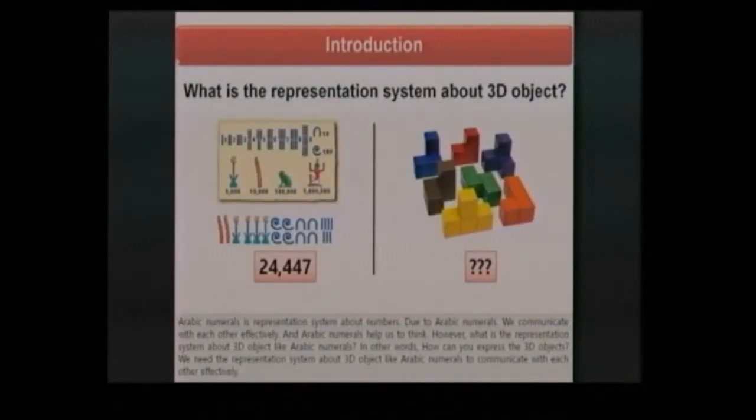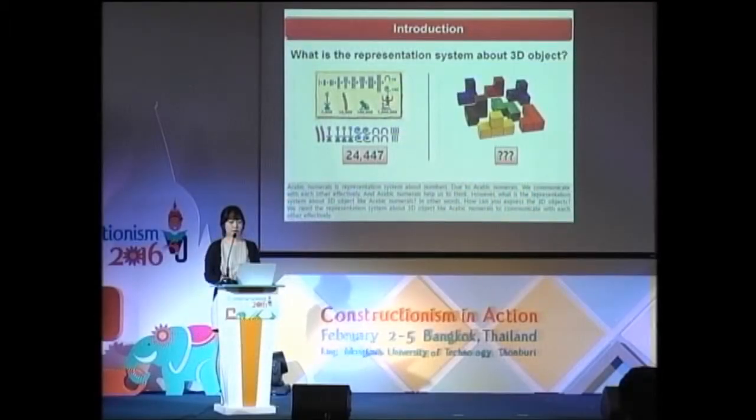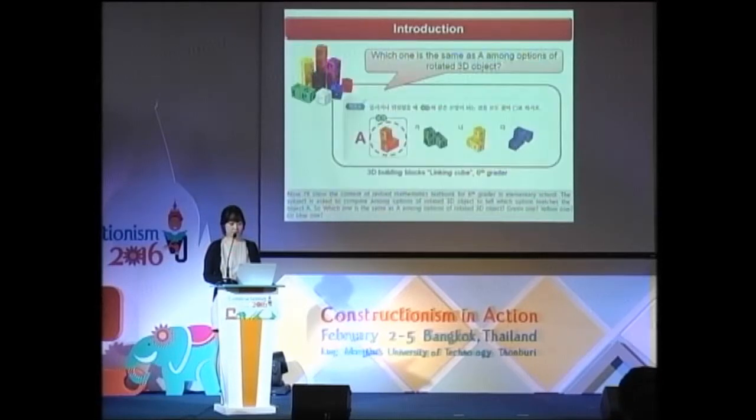Arabic numerals are a representation system for numbers. Due to Arabic numerals, we communicate with each other effectively. And Arabic numerals help us to think. However, what is the representation system for 3D objects like Arabic numerals? In other words, how can you express a 3D object? We need a representation system for 3D objects like Arabic numerals to communicate with each other effectively.